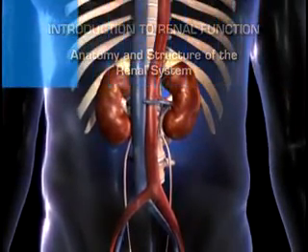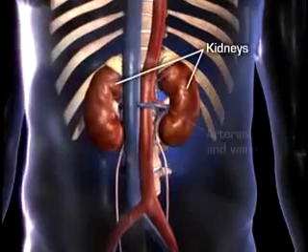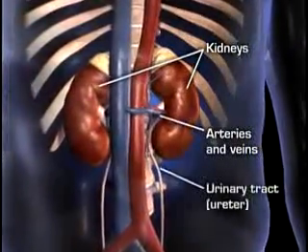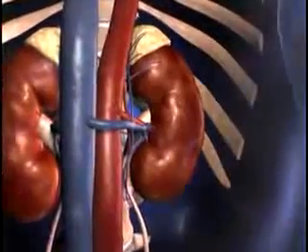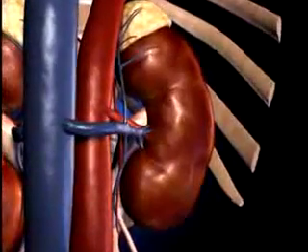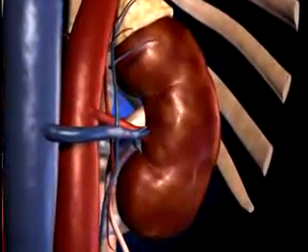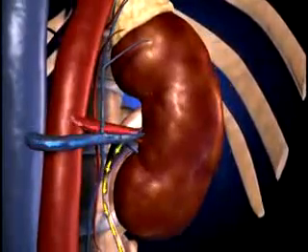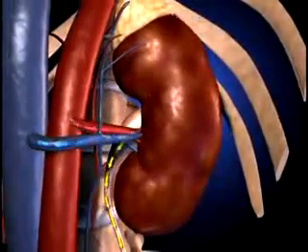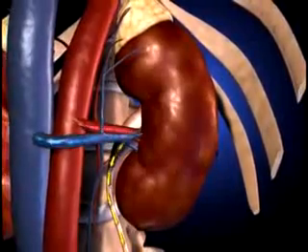The renal system consists of the kidneys, the connecting arteries and veins, and the urinary tract. The kidneys are paired, bean-shaped organs lying outside the peritoneal cavity in the back of the upper abdomen, one on each side of the vertebral column. The kidneys function as the body's main excretory organs, eliminating the body's metabolic waste products by filtering the blood.